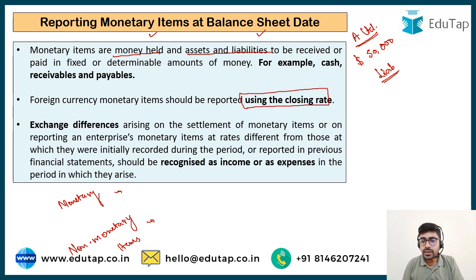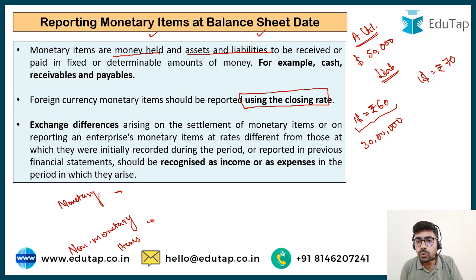On the date of transaction, the rate was $1 equal to rupees 60, and now on 31st March the rate is $1 equal to rupees 70. So initially we recorded the transaction and the amount was 50,000 into 60, which came out to 30 lakh, and now 50,000 into 70, how much is this going to be? This is going to be 35 lakh. So now the amount of liability has increased. Now we have to make payment to A Limited not 30 lakh but 35 lakh, as per the exchange rate prevailing on the balance sheet date, as per the closing exchange rate.